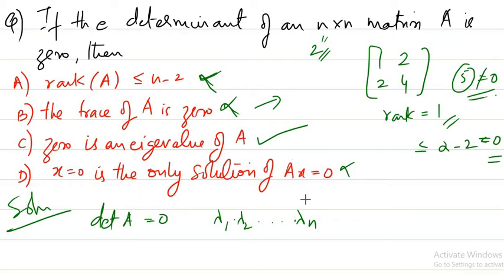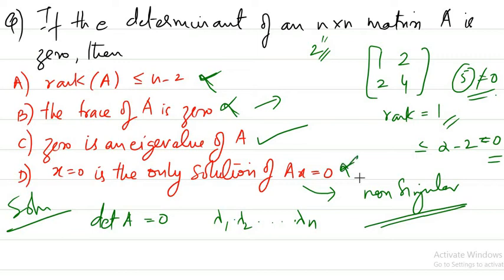That is, if x equal to 0 is the only solution of Ax equal to 0. We know that if x equal to 0 is the only solution of Ax equal to 0, we had already studied that then A should be a non-singular matrix, right? That means the rank of A is full rank, and then only we will get this as the only solution. Otherwise, we will get infinitely many solutions. So that also we have done now in this lecture and the previous lecture also in the beginning, right? So that means this option is also not correct.